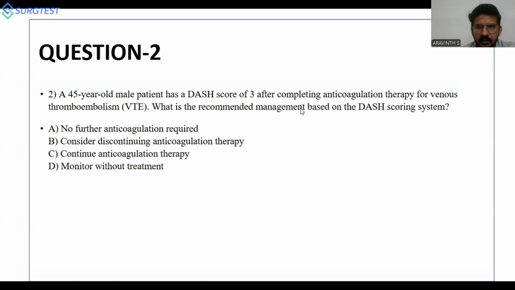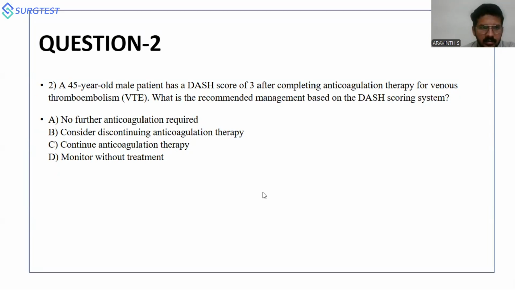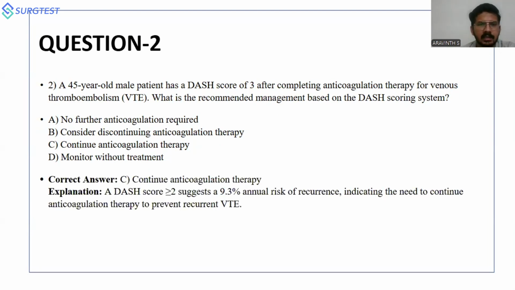Any answers? So Dr. Malay should have things continue anticoagulation therapy. Okay, so we have a lot of C's coming out. The answer is C. I think I showed you on the last slide what it is and how you derive it.